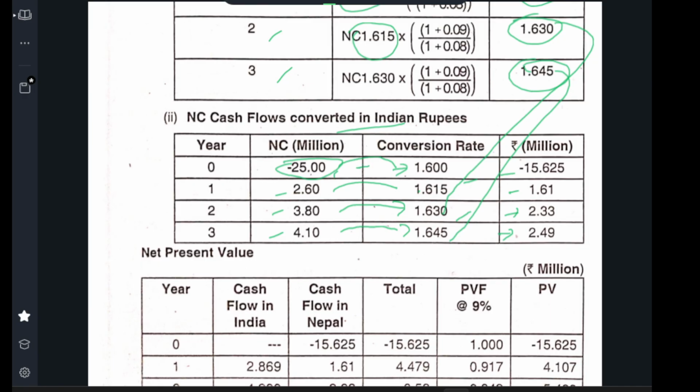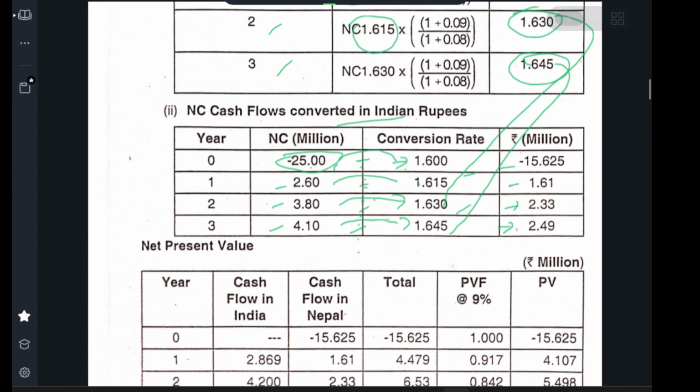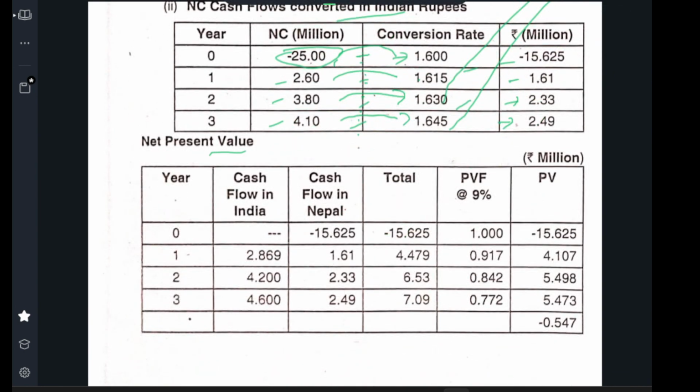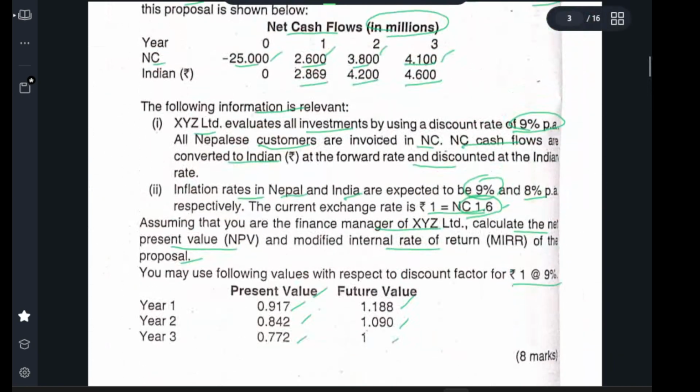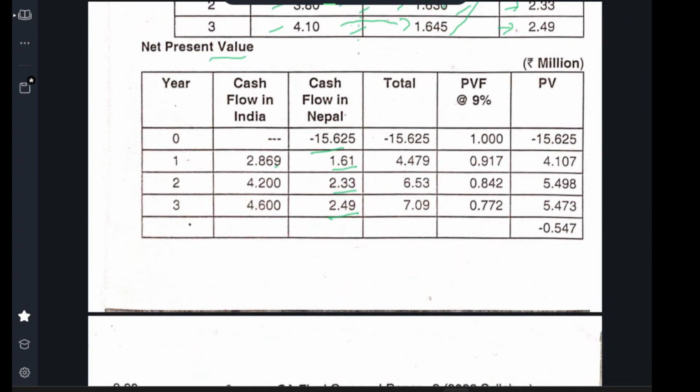The conversion rate means it is not multiplication, it is division, divided by the forward rate. So for the net present value, the Nepal cash flows are 15.625, 1.61, 2.33, 2.49. The Indian cash flows are 2.89, 4.2, 4.66. Add them: 2.869 plus 1.61, so the cash flow of India plus the cash flow of Nepal gives the total cash flow.